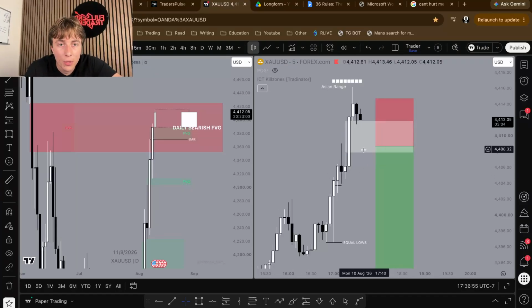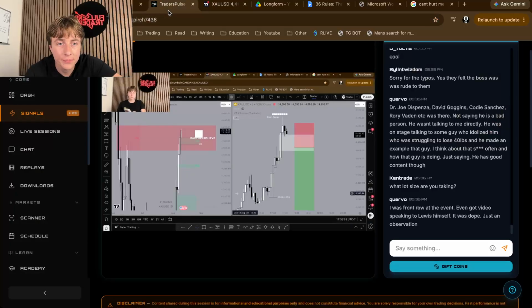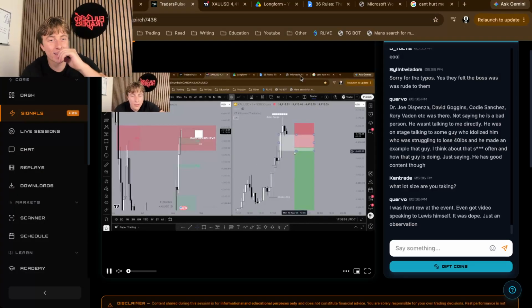All right, let's see if we break out through this gap. We're heading towards it. What lot size are you taking? It's going to depend on the setup.